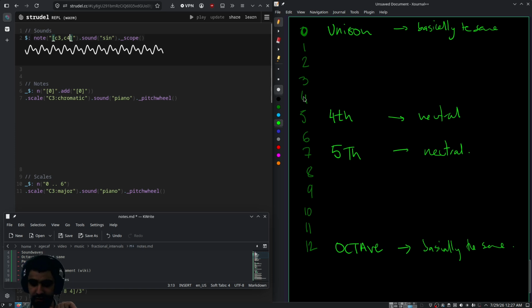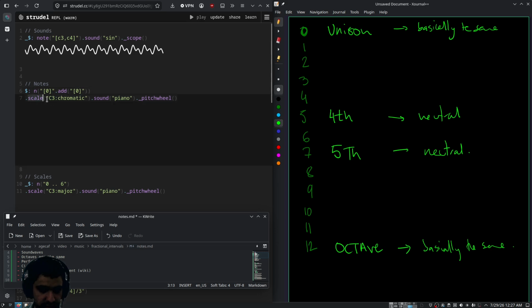So since I've been using numbers, I will now start using these ones over here. So what is this code doing? It's just taking a note, adding 0, and then using the chromatic scale, and then sounding the piano, and then showing the pitch wheel. What is the chromatic scale? So the chromatic scale is just all of the notes in the 12-tone equal temperament. So that's all of the semitones.